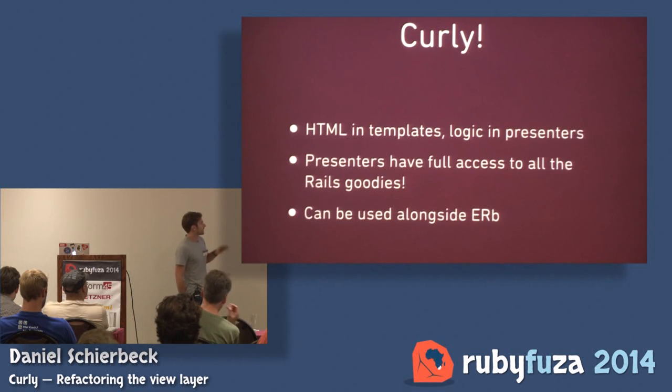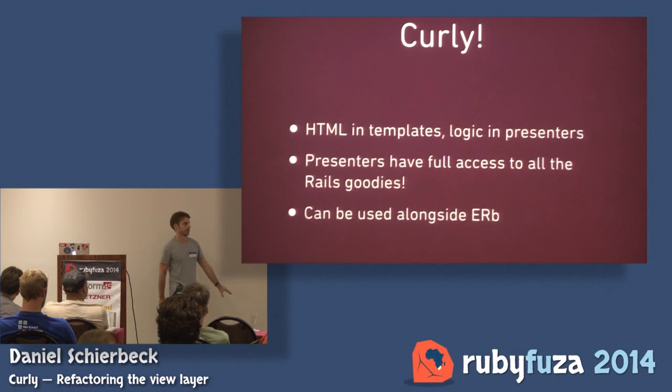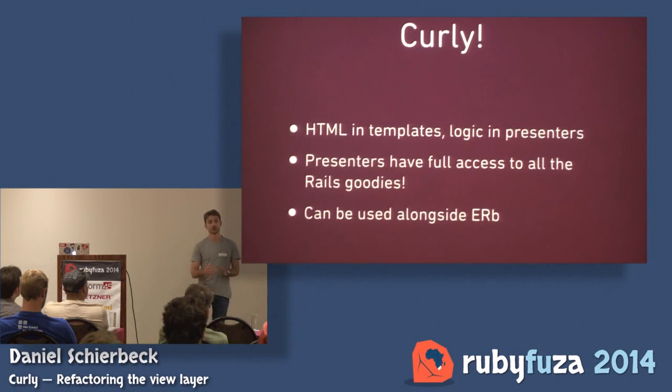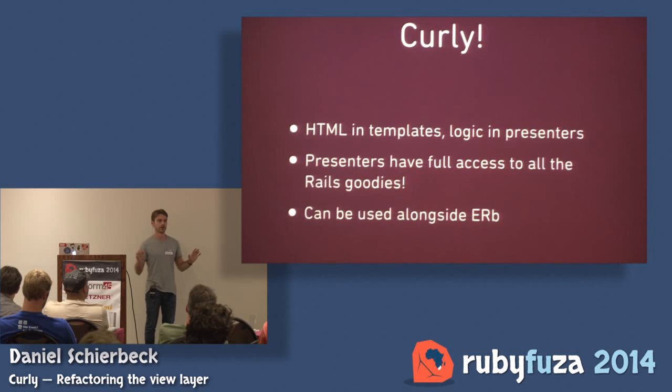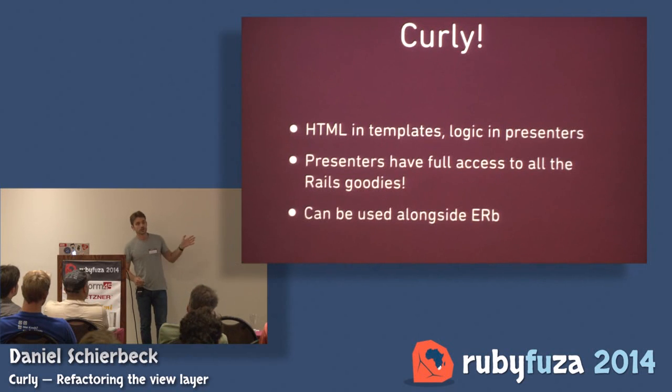And the basic design is that you put HTML in templates, and there's no logic in there. All the logic is in what's called presenter objects. Now, the presenters are sort of like classic Rails views. They have full access to all the helpers, link_to, they can render other partials, they can do everything. The templates can't really do anything. It can be used alongside ERB. You can render ERB templates. ERB can render Curly. It fits nicely into Rails. It's deeply integrated into Rails.